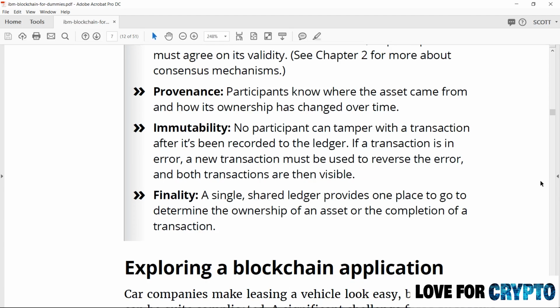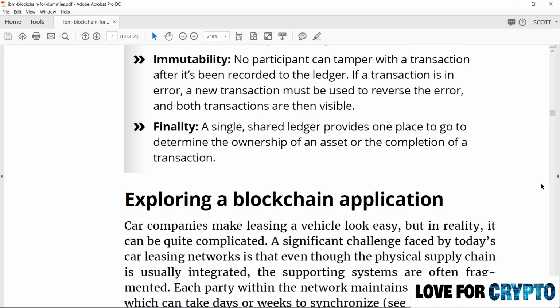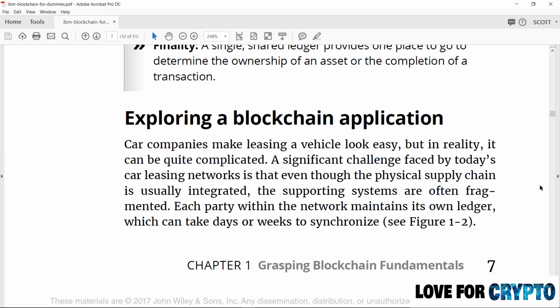A single shared ledger provides one place to go to determine the ownership of an asset or the completion of a transaction, be it simple value of transaction or liquidity or an actual smart contract and an agreement. Ownership and completion of the transaction is there for all to see in exactly the same place for everyone. So now we're going to move on to exploring a blockchain application, and the example used is car companies.